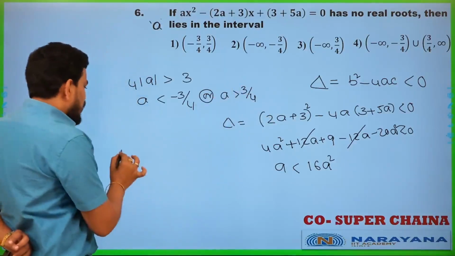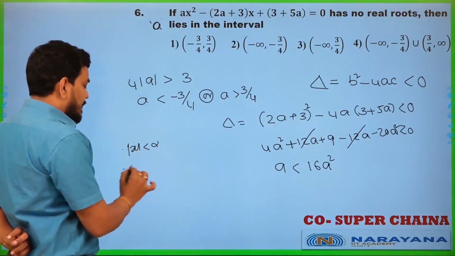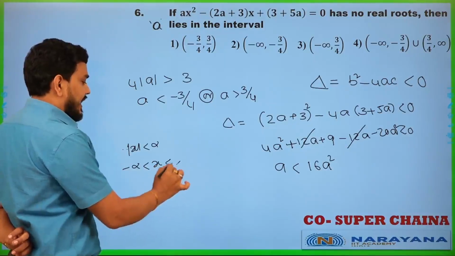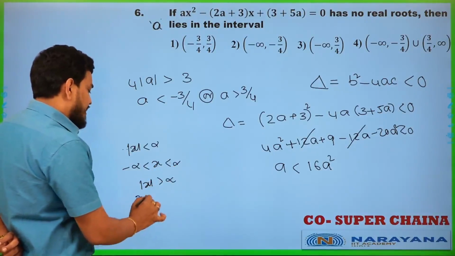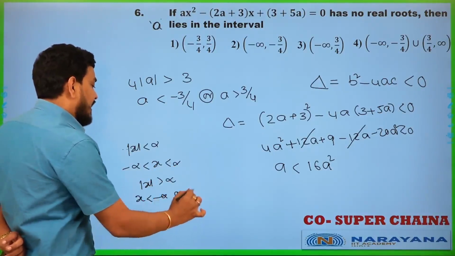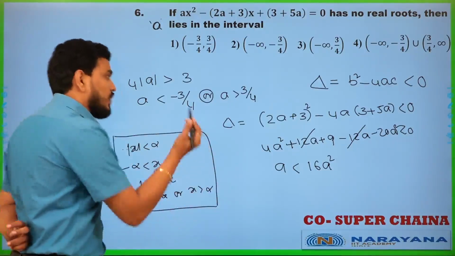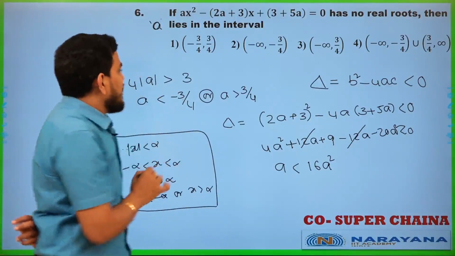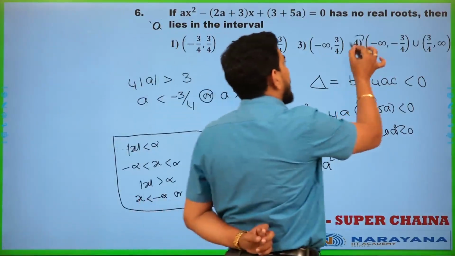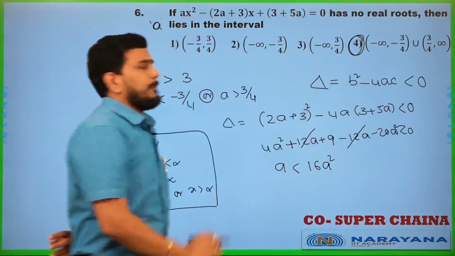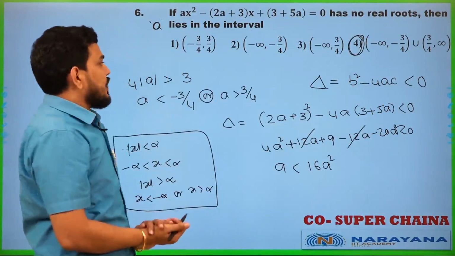Okay. So, here you need to know one thing, mod x is less than alpha means minus alpha less than x is less than alpha. Mod x is greater than alpha means x is less than minus alpha or x is greater than plus alpha. So, with the help of that one you can say, a less than minus 3 by 4 or a greater than 3 by 4. So, what is the answer? The answer is fourth one. Okay. So, let us move to the next question.